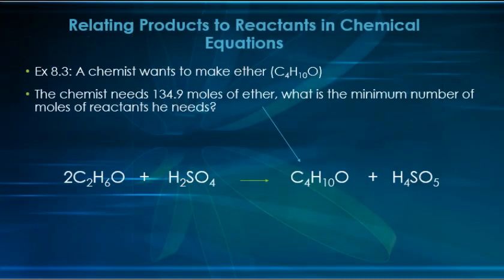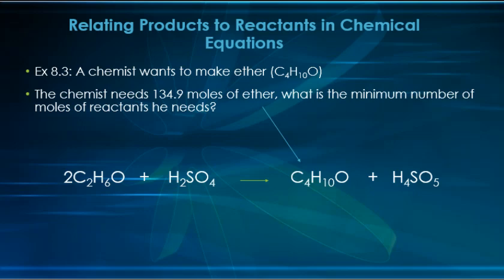Okay, good. So now, relating the products to the reactants in the chemical equation. I've got my products and my reactants right here. A chemist wants to make ether, C4H10O. The chemist needs 134.9 moles of ether. There's my number. What is the minimum number of moles of reactants that he's going to need?